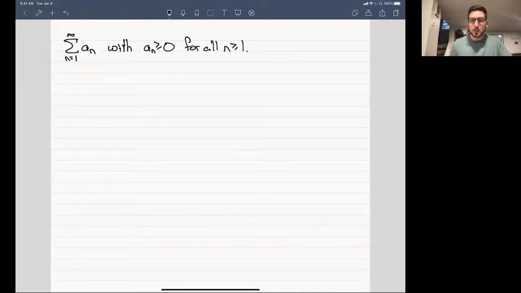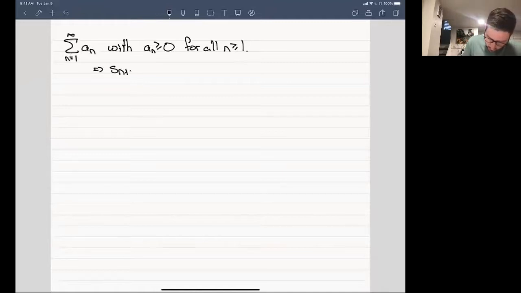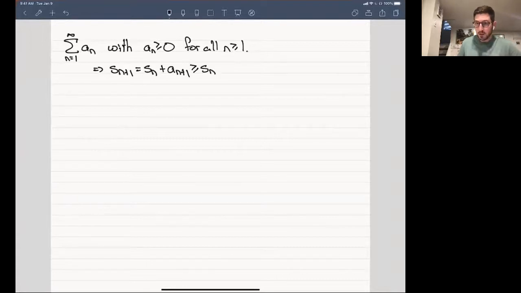Well, this means that the partial sums are going to form an increasing sequence. So this implies that S_{n+1}, the next partial sum, if you remember the notation from the previous video, is the current partial sum plus the next element, which is greater than or equal to S_n. And that comes from the fact that a_{n+1} is greater than or equal to 0. So this tells me that my partial sums form an increasing sequence of real numbers.